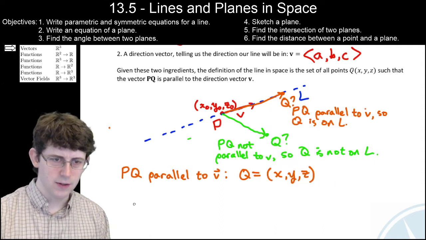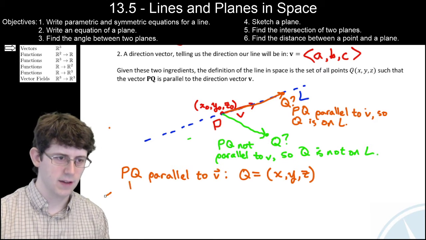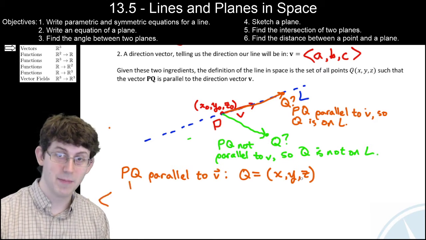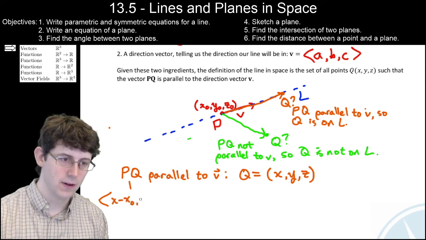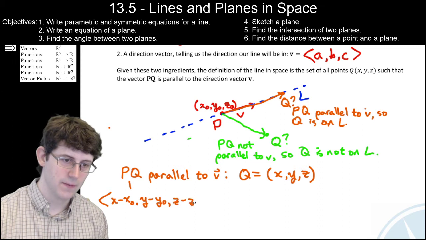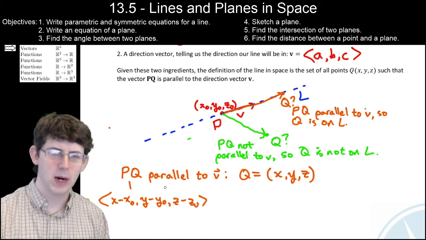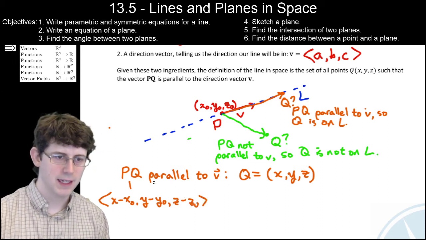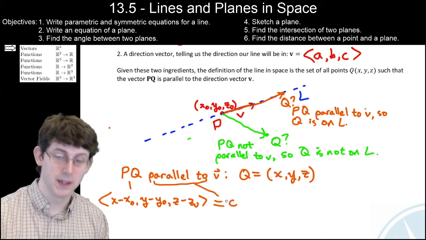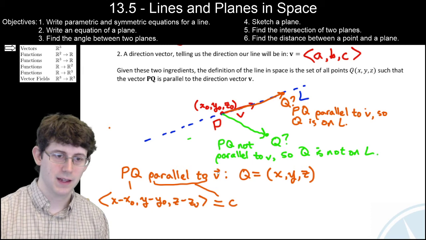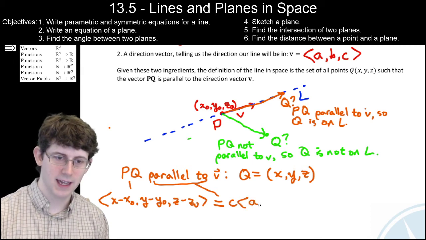Okay, what's PQ? PQ is a vector. It's the ending point minus the starting point. So we're going to have x minus x0, y minus y0, and z minus z0. And then parallel to v, parallel to, for vectors, means that it's equal to a multiple of v. V is A, B, C.